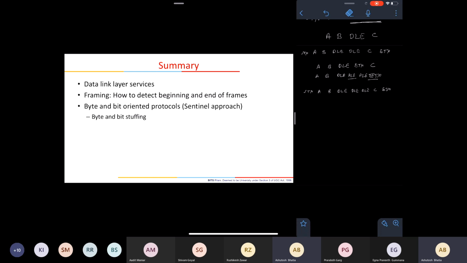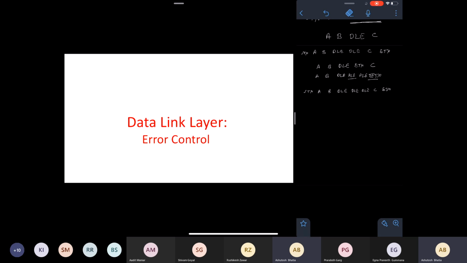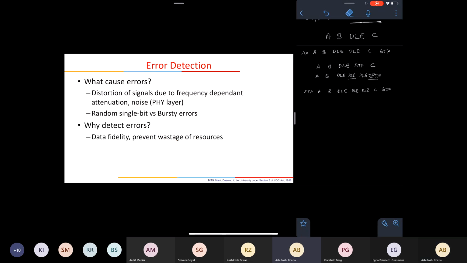Now we just saw the data link layer services and the framing techniques, bit and byte oriented protocols, how the sentinel approach is used. If you have any question in this, then I can take it. Otherwise, I will go to the next topic, which is called error control. Any question? No. Okay.